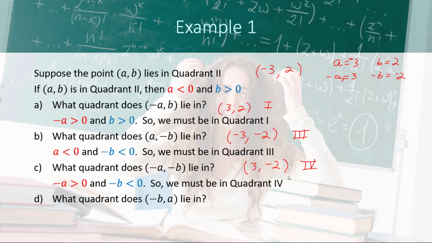And now we're going to pull a fast one on you. What if the first coordinate is negative b? Well, that means that the first coordinate would be negative 2. The second coordinate, well, that's a, which is going to be negative 3. Well, two negatives, that's quadrant 3.